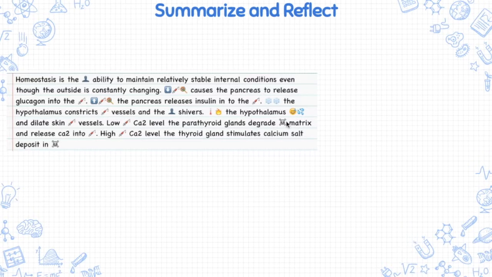Here we've got this skull and crossbones. Low blood calcium levels, the parathyroid glands degrade bone matrix. Now, I will say for the scientists out there, they kind of miss that the gland is actually producing hormones which stimulate that response, but as it is, the student is showing a really nice understanding of the feedback mechanisms that help the body maintain homeostasis.